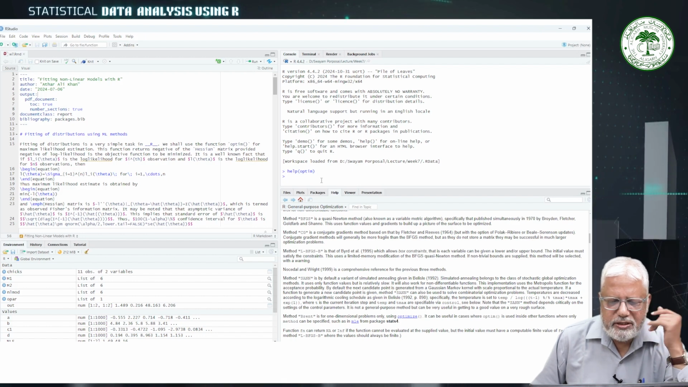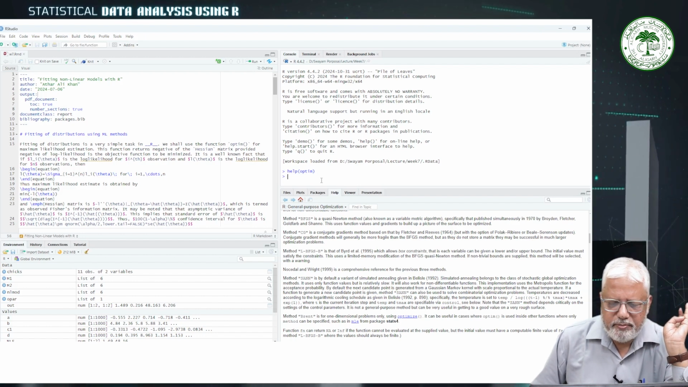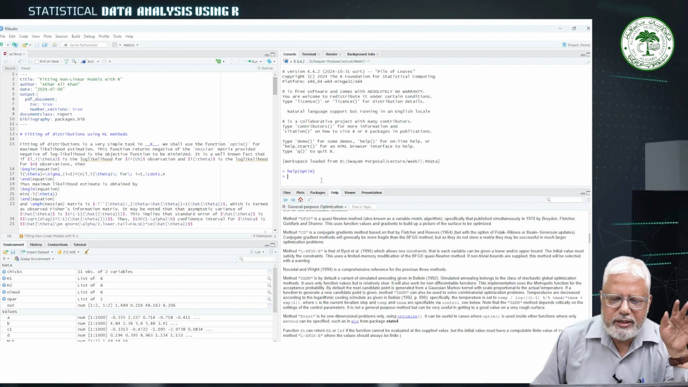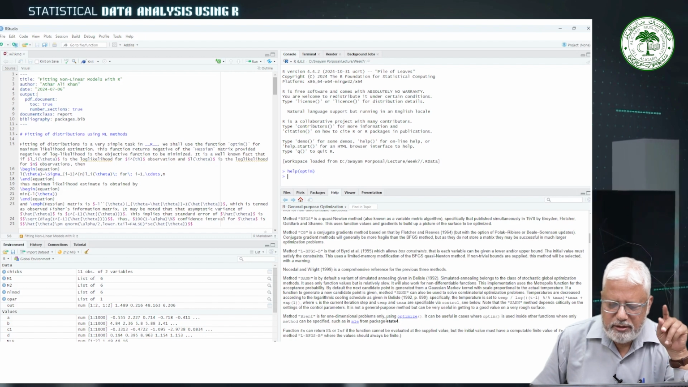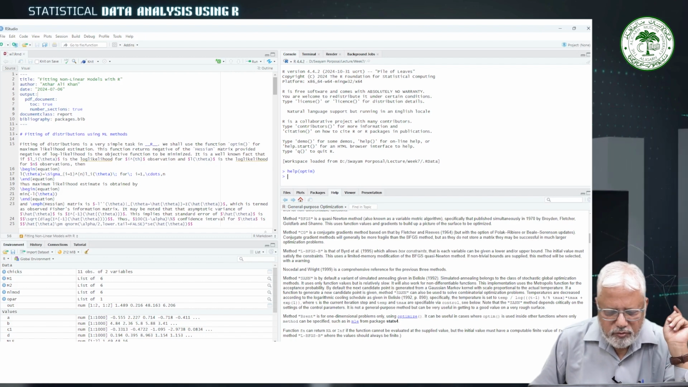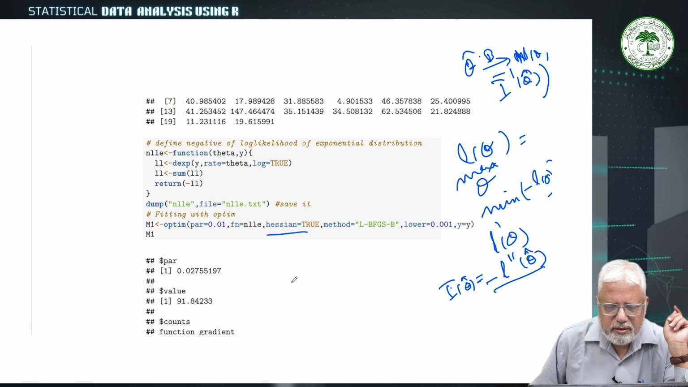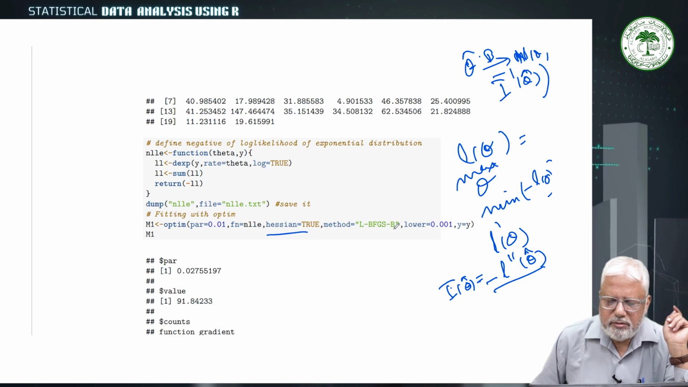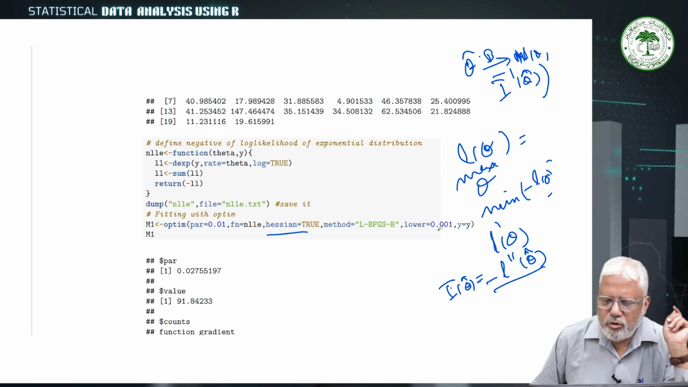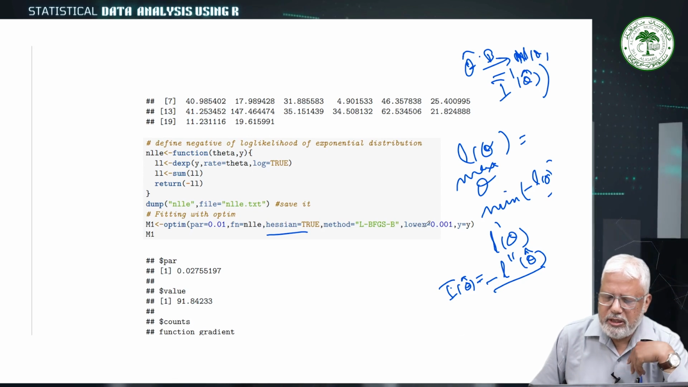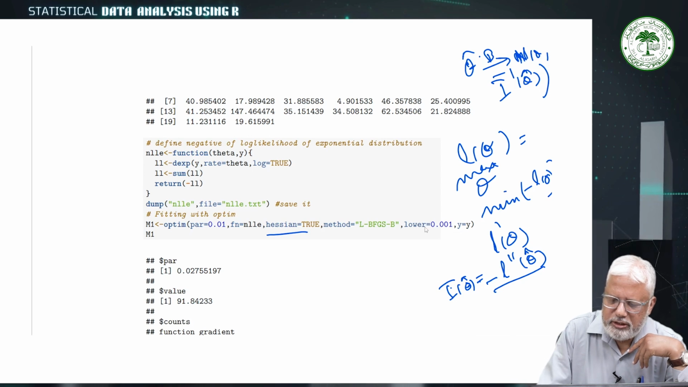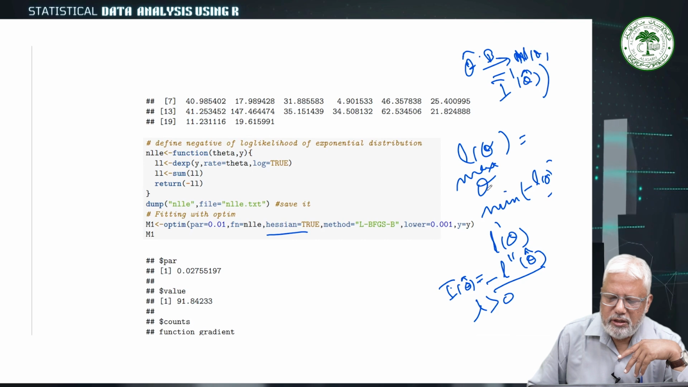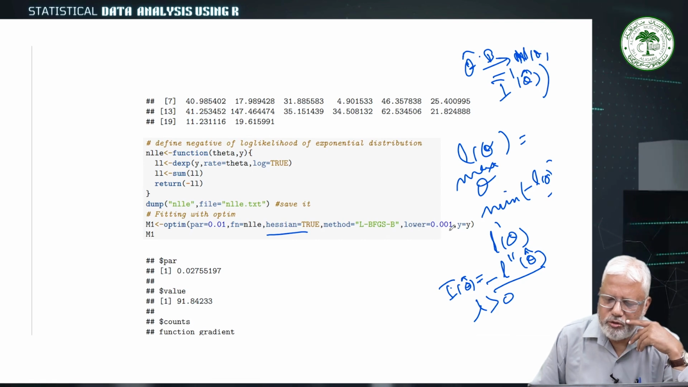And this L-BFGS-B is for constrained estimation. It provides certain constraints, and that's why we are giving L-BFGS-B here. So lower is equal to, we have to put a lower bound, because for lambda we put a restriction that lambda is greater than 0. To put this restriction, we are writing lower equal to 0.001.